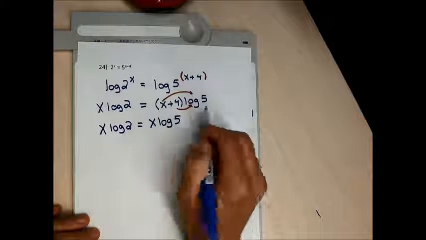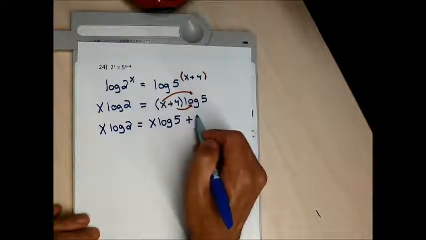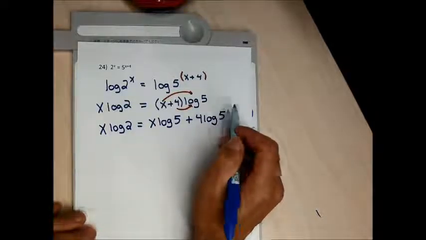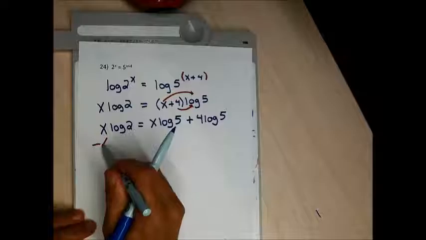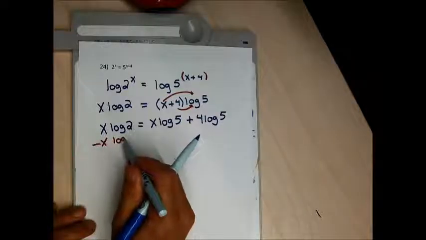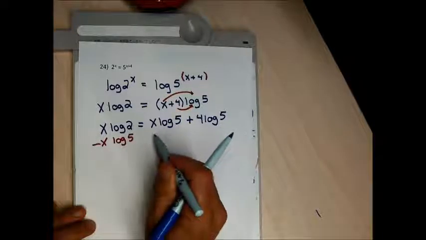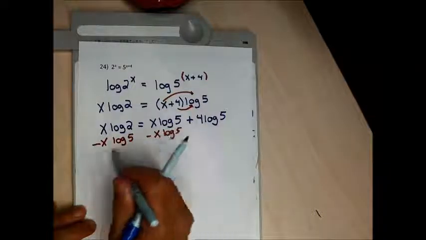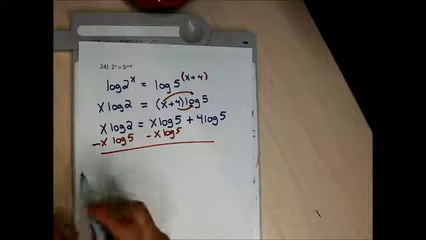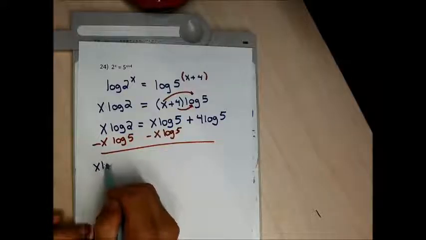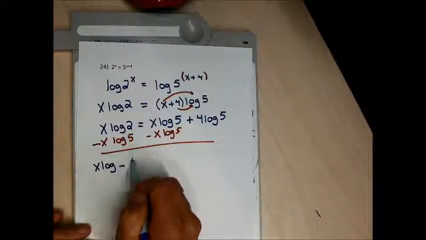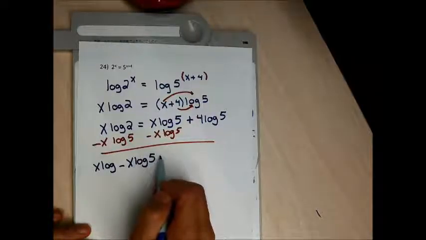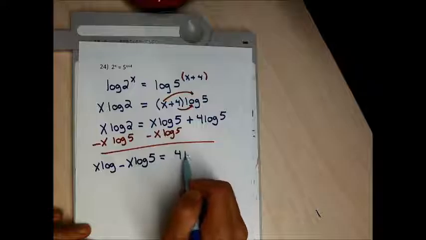And I'll multiply the positive 4 times the log of 5, and I'm going to write that as plus 4 log of 5. To get the x's on the same side of the equation, I'm going to subtract x log of 5 from both sides. When I do that, on the left-hand side, I have an x log of 2 minus an x log of 5. And on the right-hand side, I cancel out the x log of 5, and I'm left with a 4 log of 5.